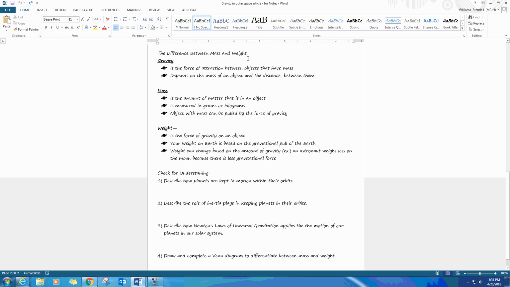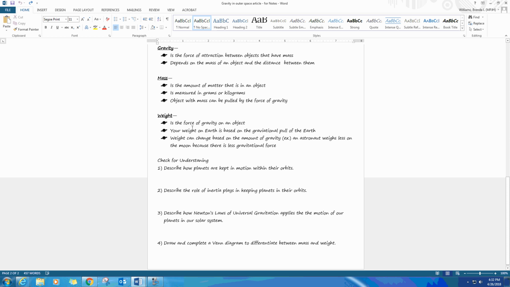The difference between mass and weight. Gravity is the force of attraction between objects that have mass. It depends on the mass of an object and the distance between them. Mass is the amount of matter that is in an object. It is measured in grams or kilograms. An object with mass can be pulled by the force of gravity.